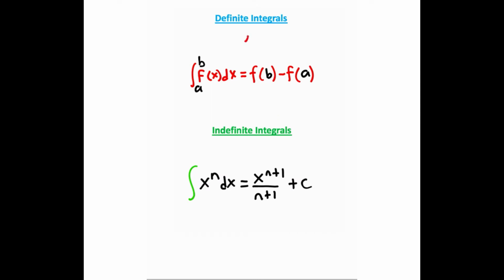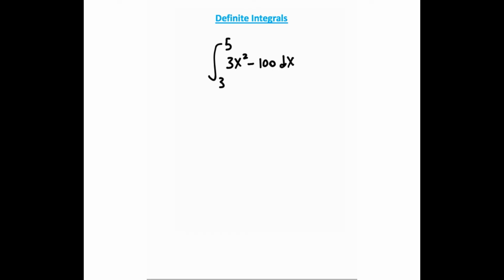Now, if your integral is indefinite, you're going to want to do a plus c at the end of this. If your integral is definite, meaning that it has boundaries on it, a lower and an upper one, then you don't need to add a plus c at the end. So let's try a definite integral.